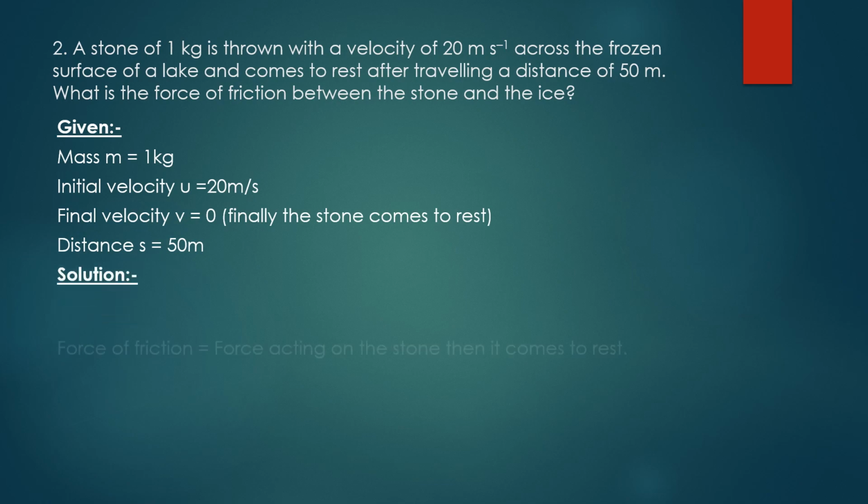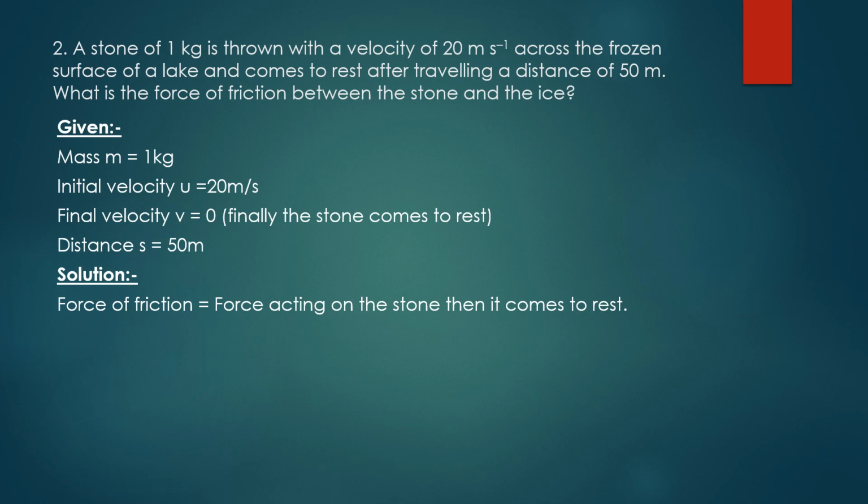So first we have to find the acceleration, and then only we can find the force. Force of friction is the opposing force, or the force which resists the motion of an object. Here if you see the given, we have mass, initial velocity, final velocity and distance. So the relationship where we can see final velocity, initial velocity, distance and also acceleration, because we have to find the force, we are going to use the third equation of motion.